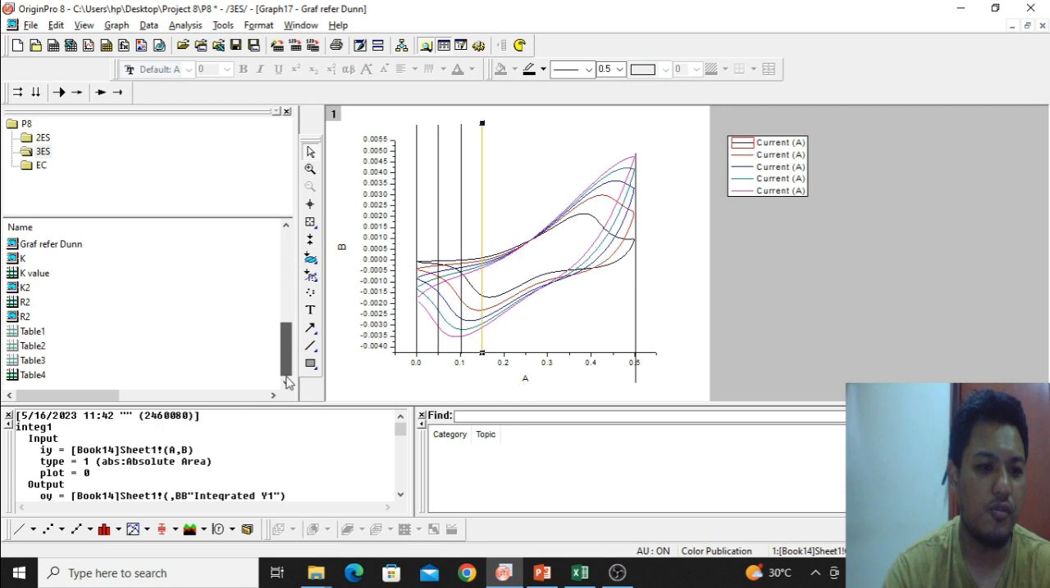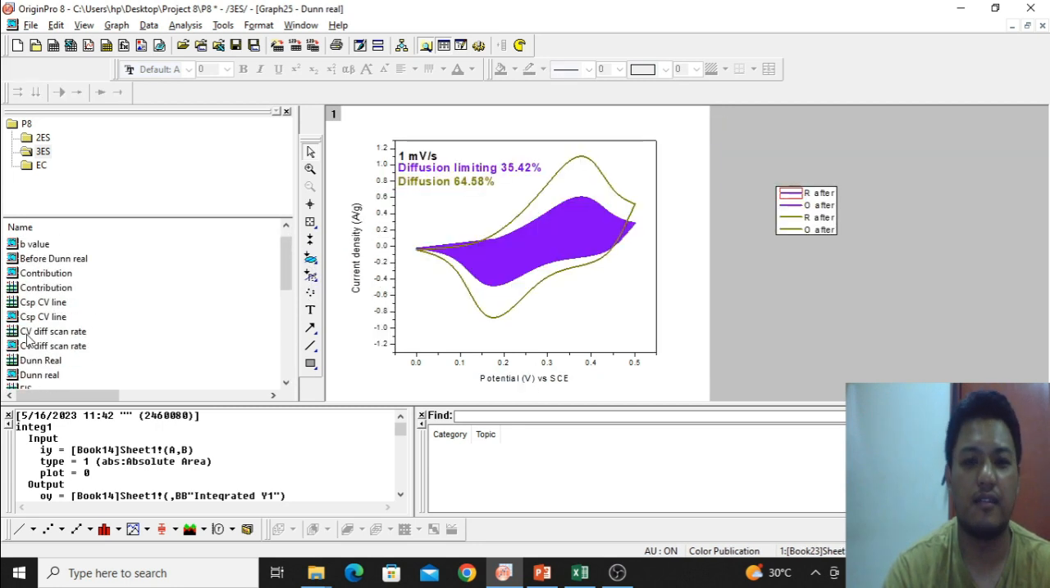I will show you the graph of Dunn. Okay, this is the Dunn real. So if I'm doing like that, I can get two graphs for diffusion limiting and also diffusion. Or diffusion limiting is the capacitive, and also diffusion is for diffusion control. Okay, so when you connect the graph, it will go like this. It will not go like this. Sincerely, I will show you.